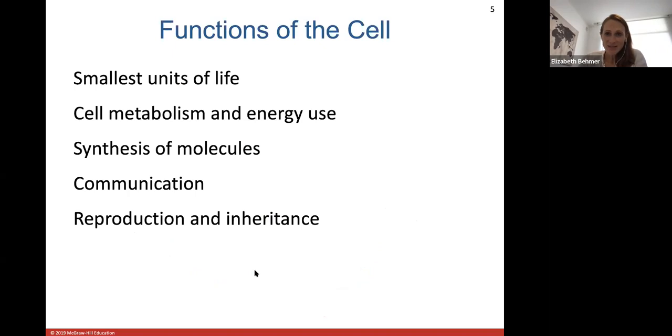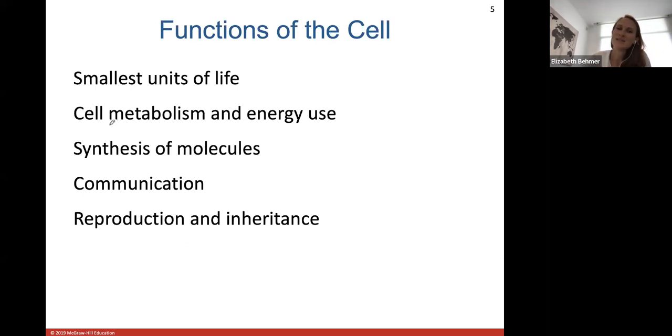So the functions of the cell itself. When we talk about cells, what are we talking about? They're the smallest unit of life, so they can reproduce. They're carrying out their own processes within them. They go through cell metabolism and they use energy.